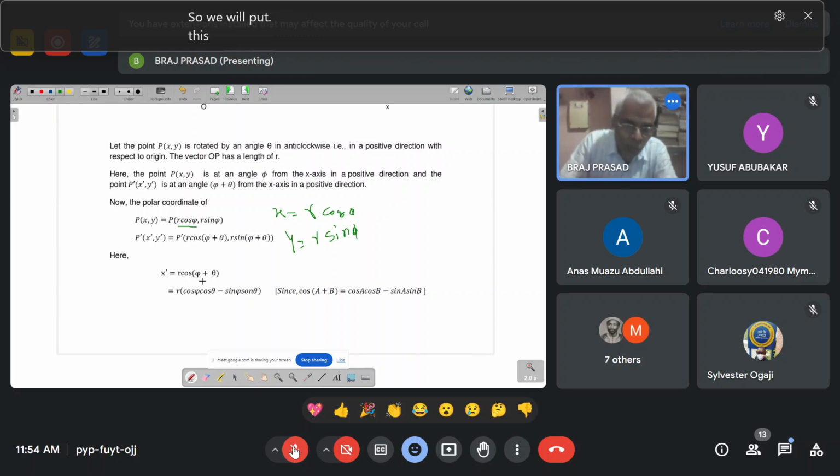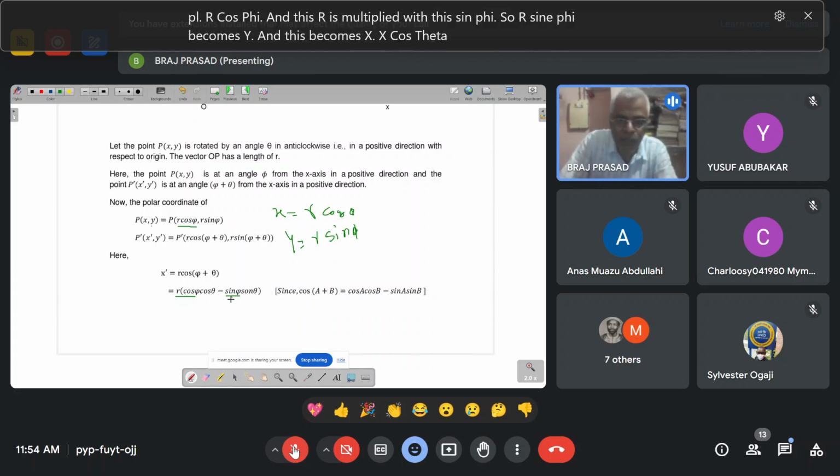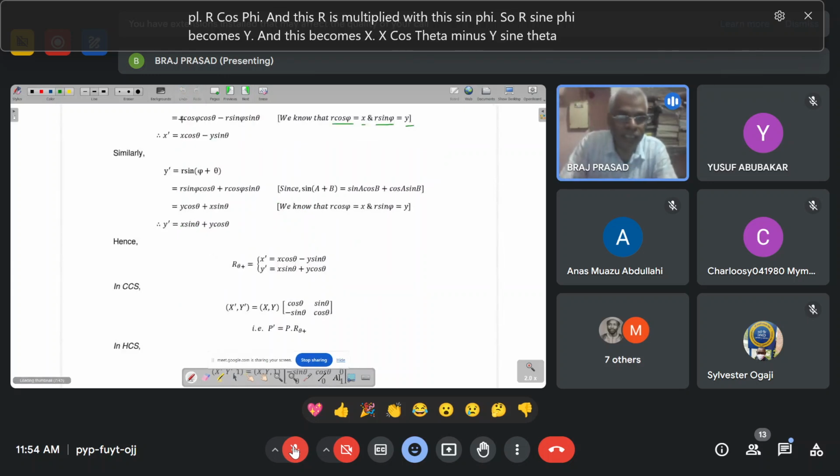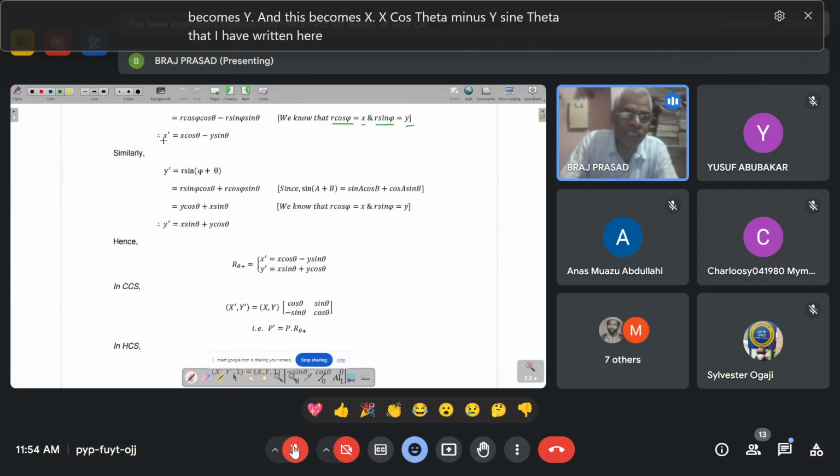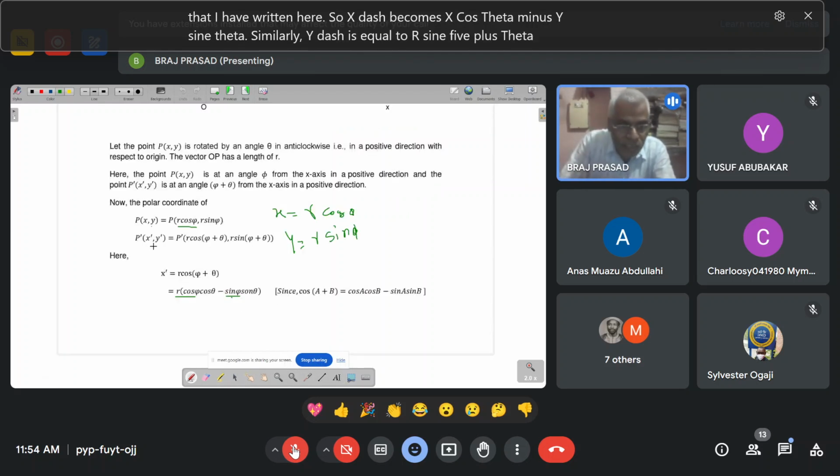So we will put this value at this place: r cos phi, and this is multiplied with sin phi. So r sin phi becomes y, and this becomes x cos theta minus y sin theta, that I have written here. So x dash becomes x cos theta minus y sin theta. Similarly, y dash is equal to r sin(phi plus theta), from this relation.